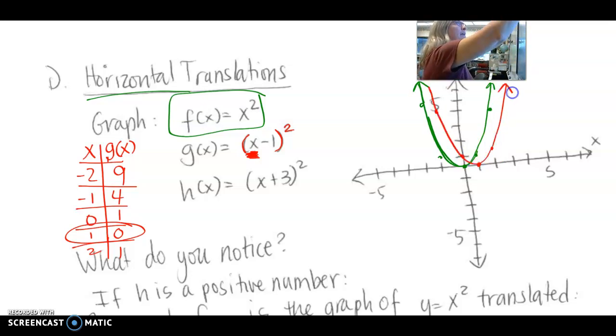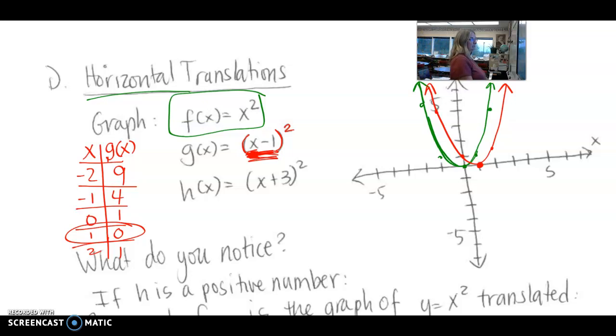So what happens when you subtract a number inside the parentheses before you square it is it shifts to the left or to the right. When I subtract, it actually shifts to the right, which seems contrary to what you might think, because we're subtracting, but we're moving in the positive direction. But that's because to make this equal 0 to get that vertex, x would have to be 1. So it shifts over to 1 here, and then we have 1, 0.